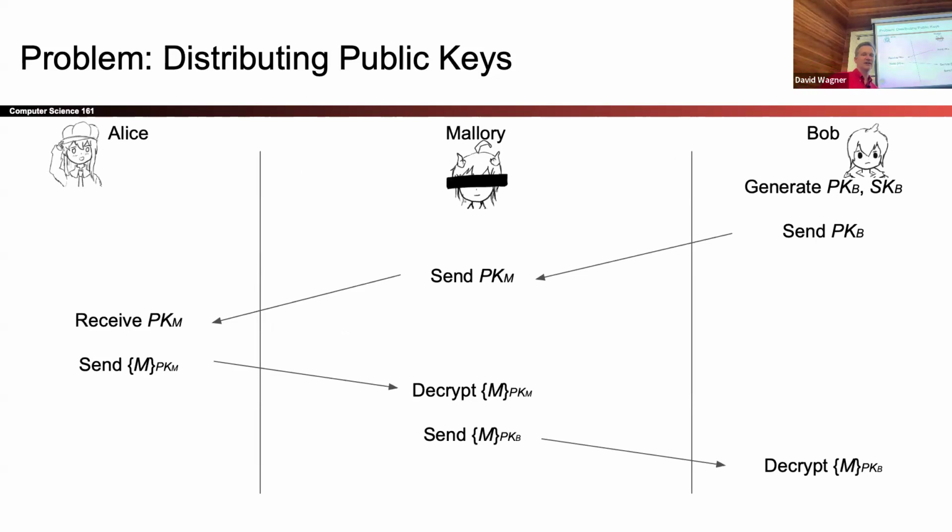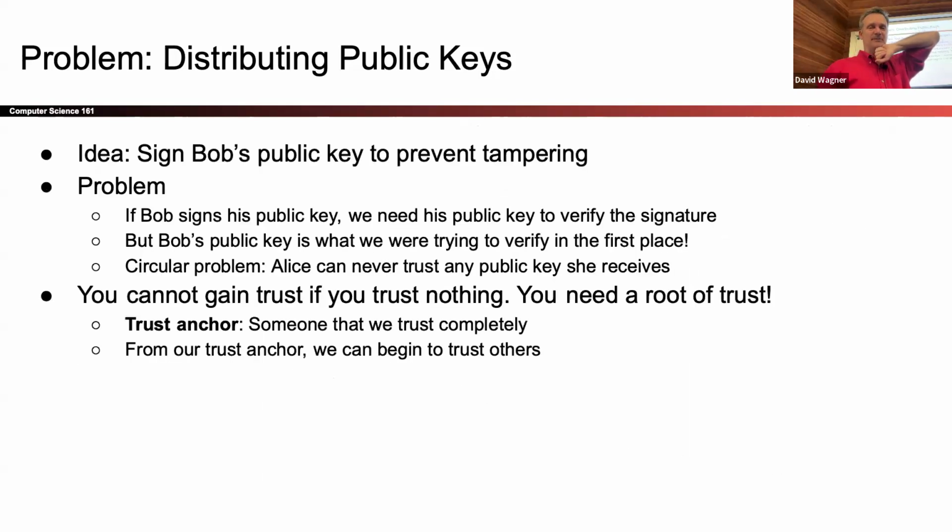So pictorially, it looks kind of like this. Bob sent his public key, but then Mallory modified that to a different public key. Alice took whatever public key was sent and encrypted her message under that, but she has no way of knowing whether that public key she received is Bob's or is someone else's. All right, that's the problem. That's the problem statement that certificates are designed to solve.